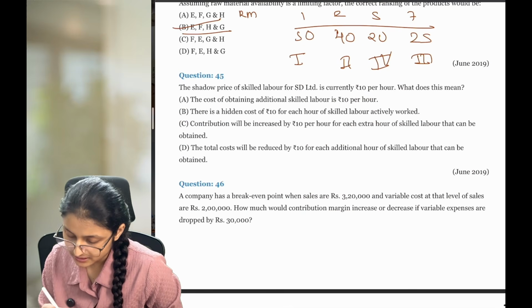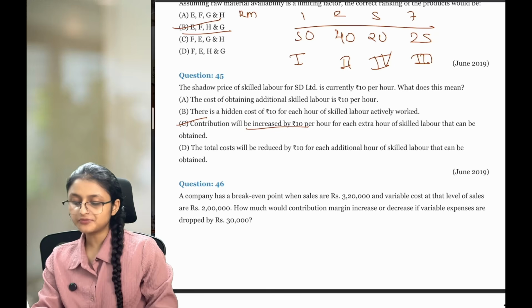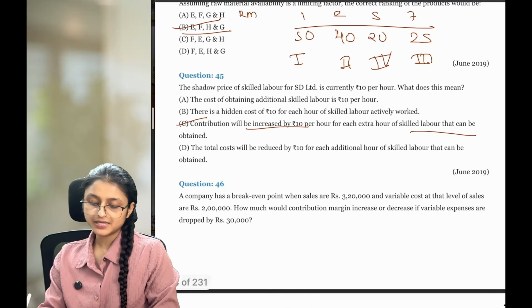Shadow price: we have already seen that the contribution will be increased by 10 per hour for each extra hour of skilled labor that can be obtained.